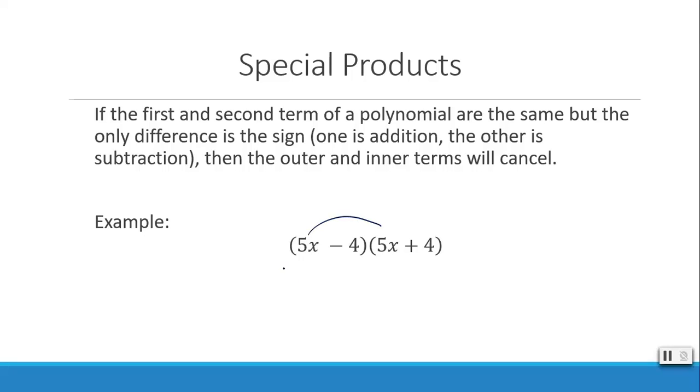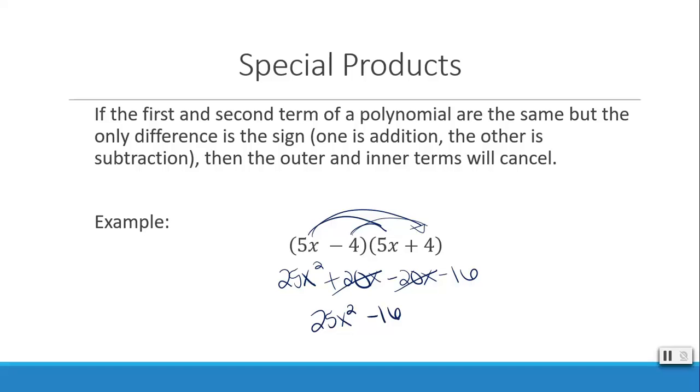So when you do the full method, or when you distribute with this one, notice what happens to your two inner terms. So this is going to give you plus 20x, that's going to give you minus 20x, and this is going to give you minus 16. So again, anytime it's the exact same except the signs are different, notice that those two cancel each other, so you're left with 25x squared minus 16.